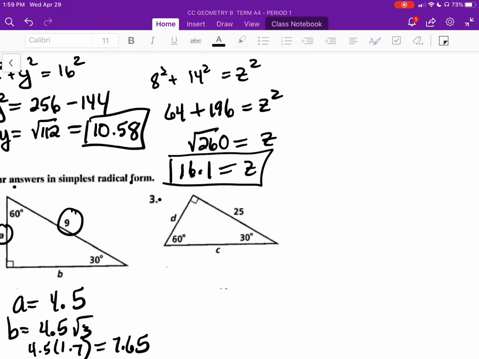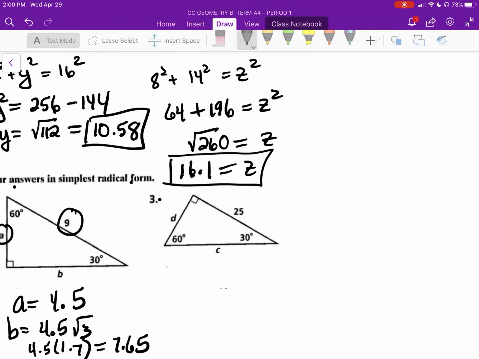So to find the value opposite the 30-degree angle, in this case, D is going to be equal to 25 divided by the square root of 3. And so that's going to be 25 times the square root of 3 over 3.